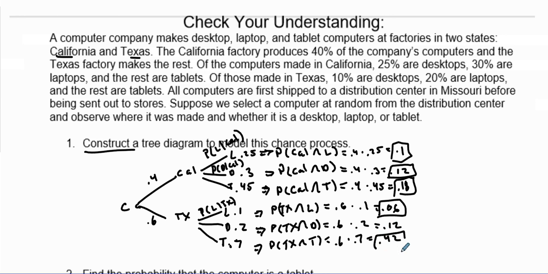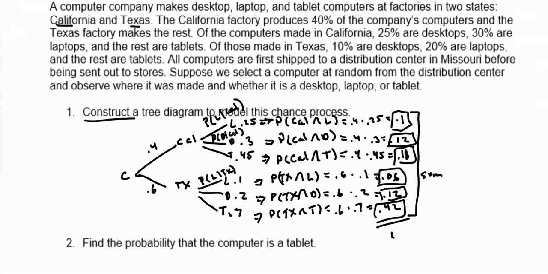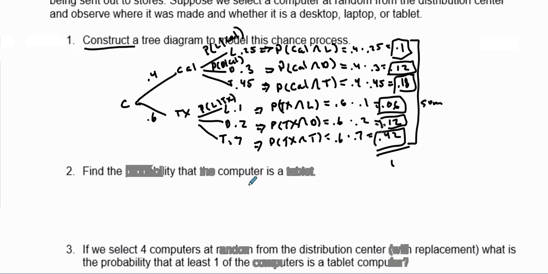Now, once again, you can check your work, my friends. If you add all these together, they should add to 1. Let's check it out: 0.1 plus 0.12 plus 0.18 plus 0.06 plus 0.12 plus 0.42, and it equals 1. Yay, we did it. If the sum of all these adds to 1, we did it correctly. So using this information, let's find the probability that a computer is a tablet.